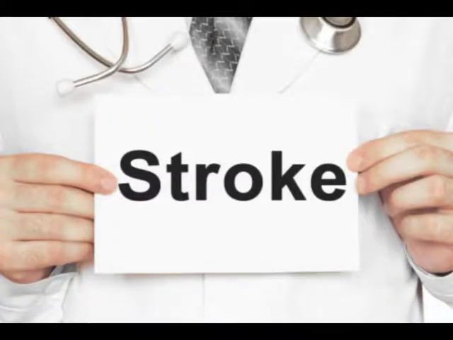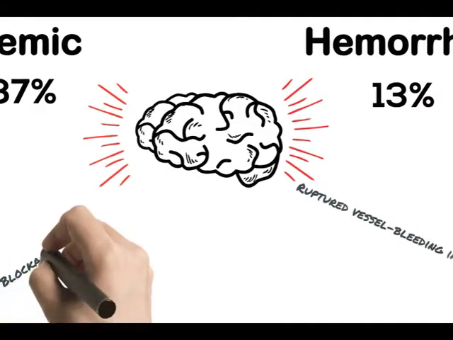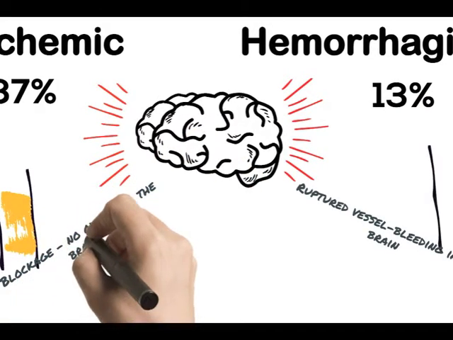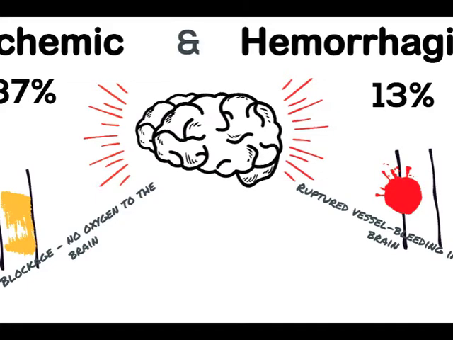Every 40 seconds, someone has a stroke, and every 4 minutes, someone dies from one. There are two main types of strokes: ischemic and hemorrhagic. An ischemic stroke blocks blood flow to the brain, usually by fatty tissue. No oxygen to the brain means brain cells die within just a couple of seconds. 87% of strokes are ischemic, while hemorrhagic strokes are bleeding in the brain from a ruptured blood vessel.